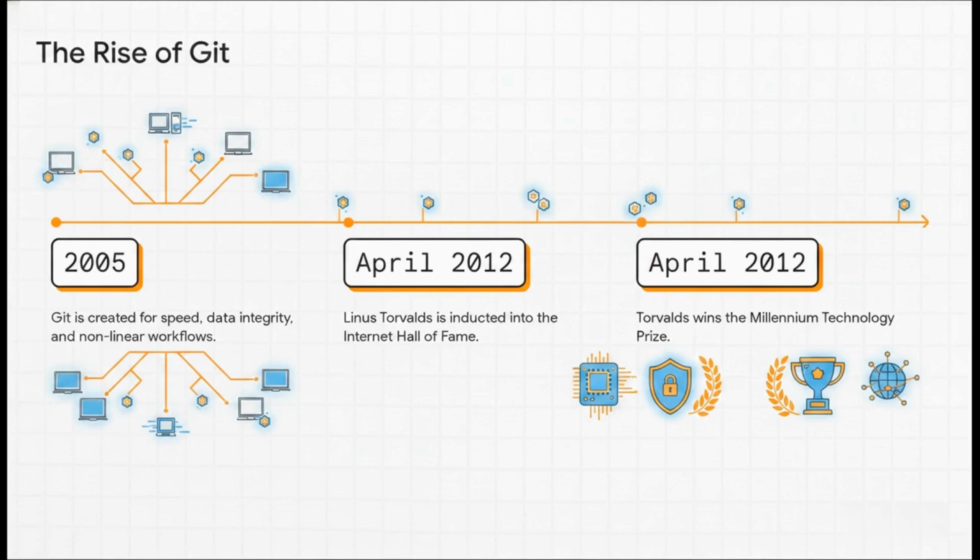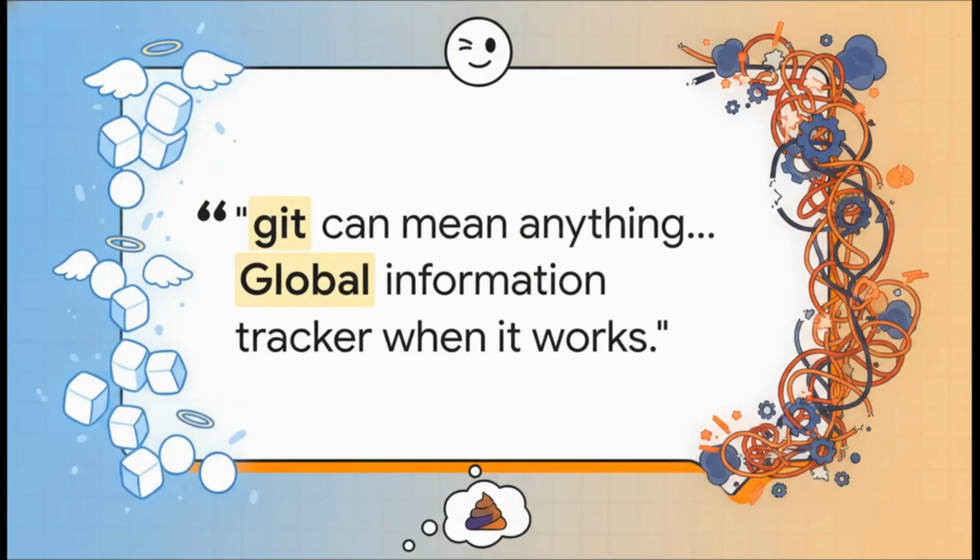These monumental contributions to open source eventually earned him some massive accolades, like being inducted into the inaugural Internet Hall of Fame and winning the Millennium Technology Prize, both in 2012. But, despite the absolute genius behind the architecture, Torvalds kept his signature sense of humor about the whole thing. When someone asked him what the name Git actually meant, he gave this famous, highly relatable explanation. He basically said it can mean global information tracker when it works and the angels are singing, or, well, a goddamn idiotic truckload of garbage when it breaks. It brilliantly captures his self-deprecating nature, doesn't it?